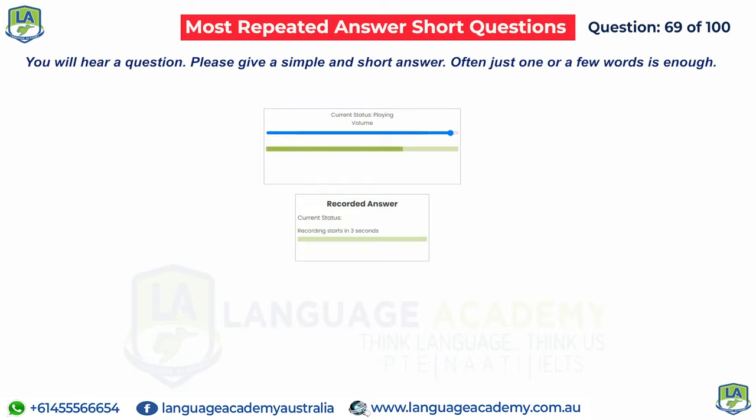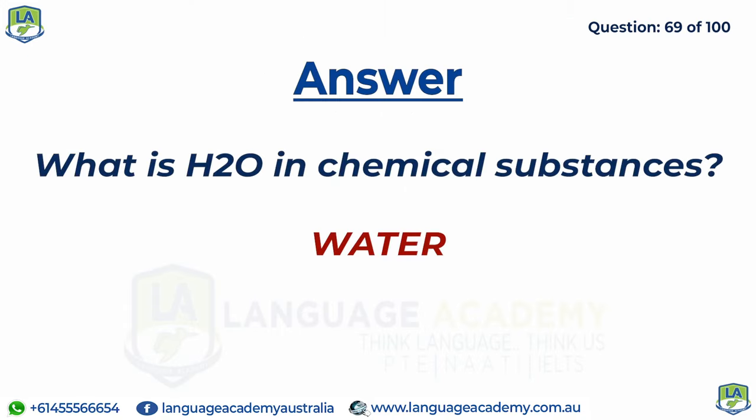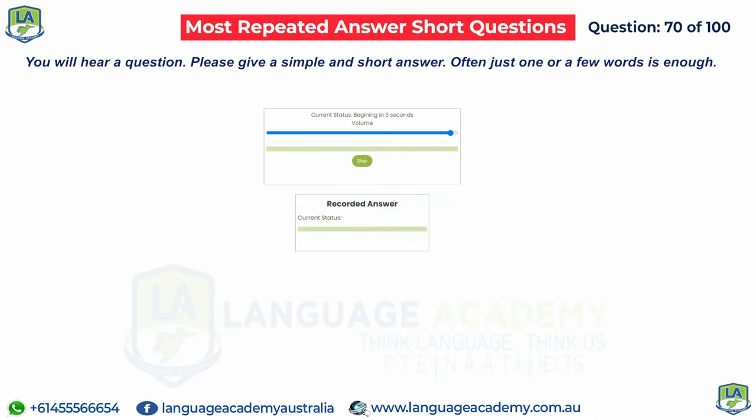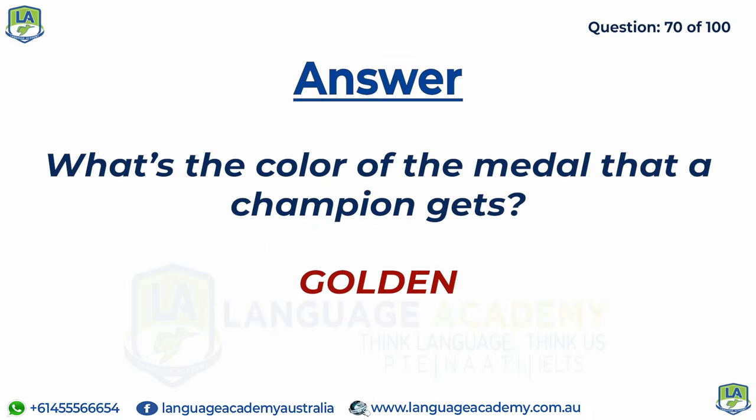What is H2O in chemical substances? Water. What's the color of the medal that a champion gets? Golden.